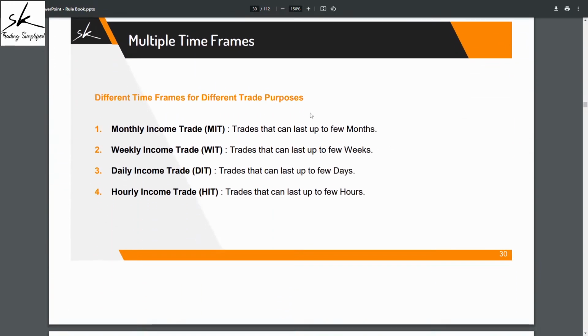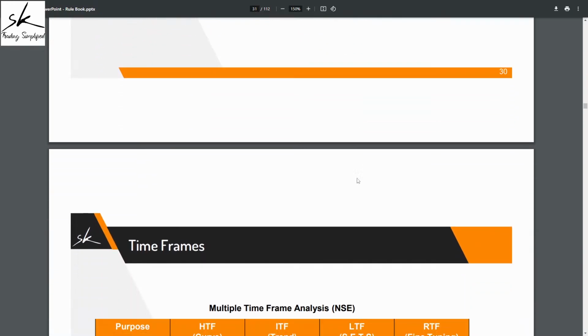Next, what are the 4 different trade purposes? We have already talked about it. What is HIT, DIT, WIT, and MIT? So now the question comes: for every purpose of trade, what will be my 4 different time frames? And the answer comes from this table.